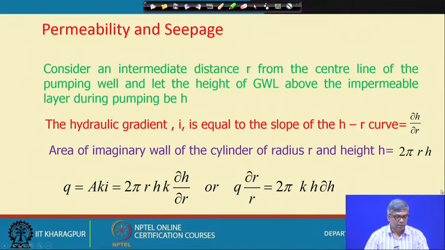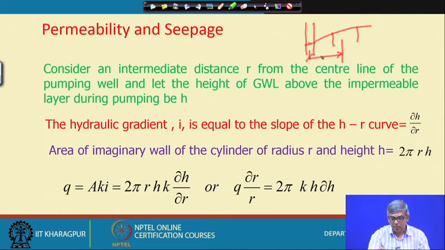Consider an intermediate distance r from the center line of the pumping well, and let the height of the groundwater level above the impermeable layer during pumping be h. Let me show here: this is the well, this is the water, and this is the drawdown curve. We have shown two distances R1 and R2 for the two observation wells with H1 and H2, but instead I will take any arbitrary distance R, and there this height is h.